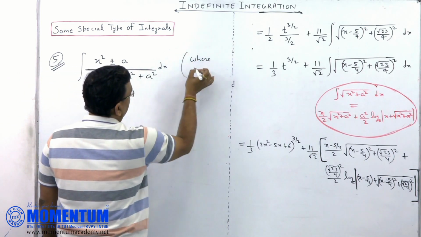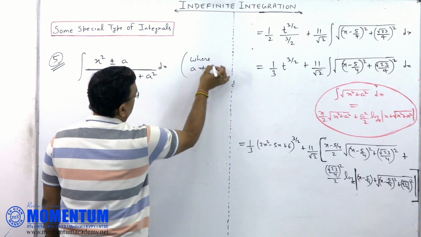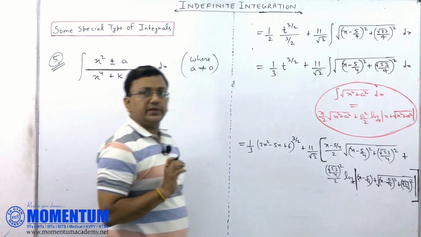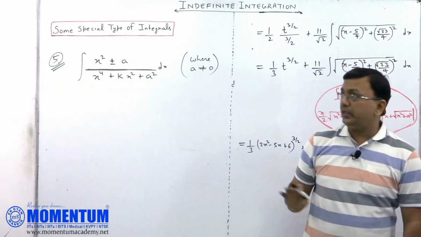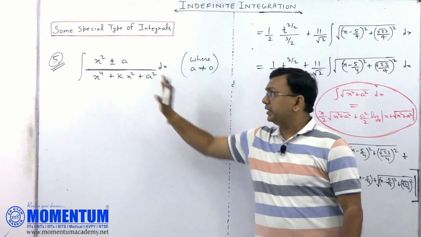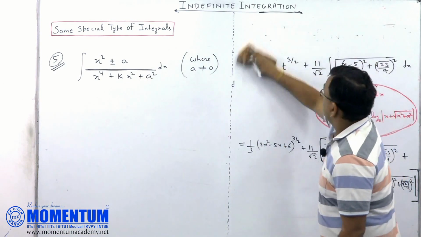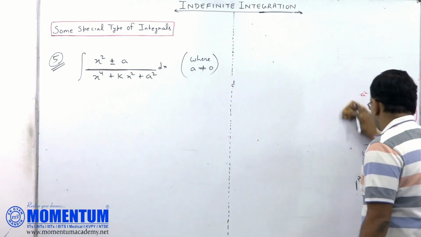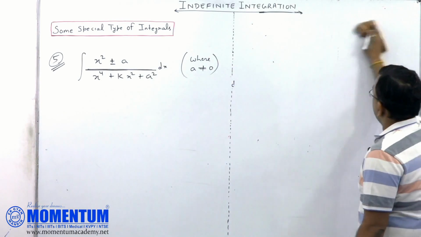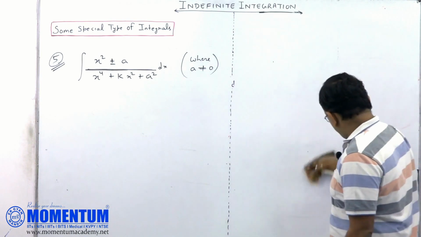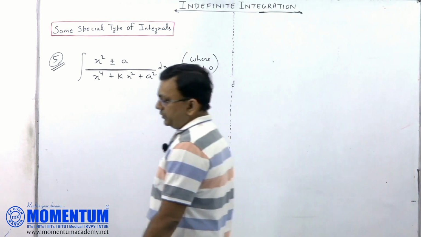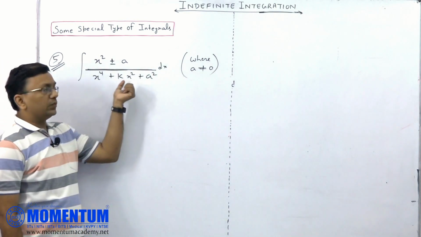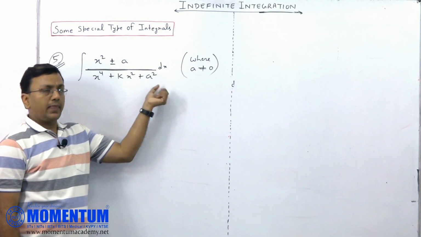where a not equal to 0. Right? A and k both are constant, and I am talking about a not equal to 0. It means k can be 0. If k is 0, then okay, but a should not be 0. So, special integral number 5, it is integration of x square plus minus a divided by x to the power 4 plus kx square plus a square.